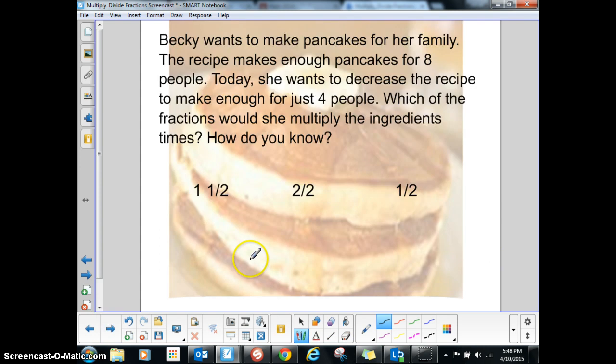Next one. Becky wants to make pancakes for her family. The recipe makes enough pancakes for 8 people. Today she wants to decrease the recipe to make enough for just 4 people. Which of these fractions should she multiply the ingredients times? How do you know? So if she starts with 8, she's going to multiply it times some fraction so that she can get enough for 4 people. The only fraction that she could multiply 8 times to get from 8 to 4 would be 1/2, because half of 8 is 4. And that would be the correct answer.